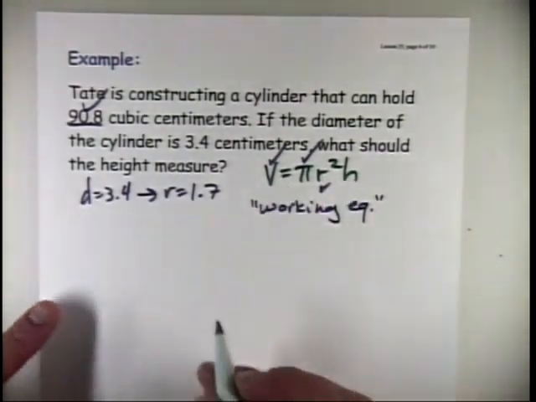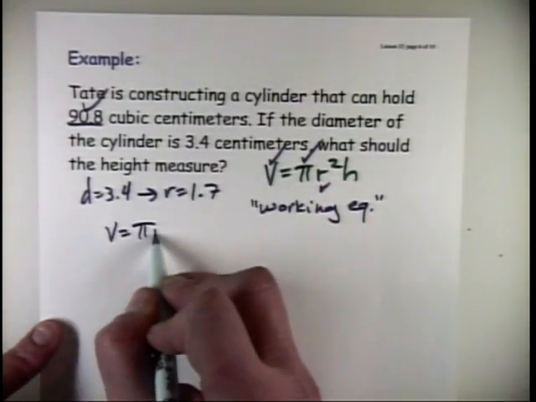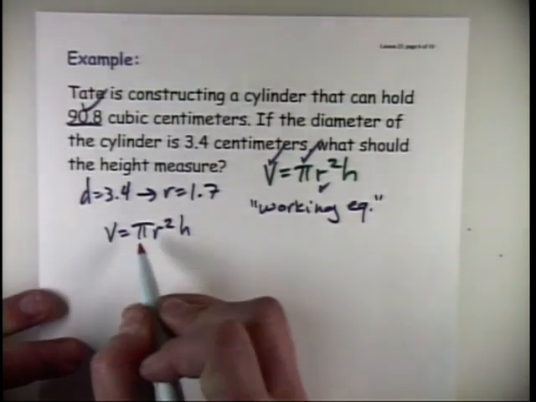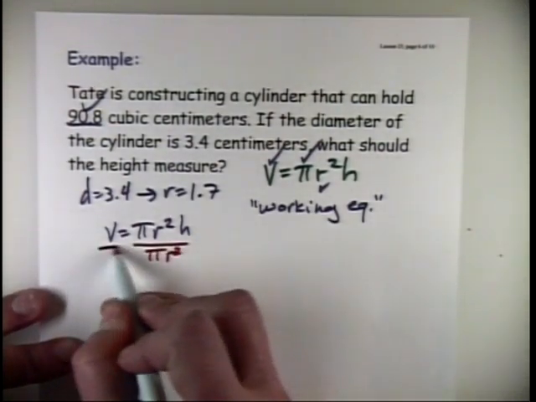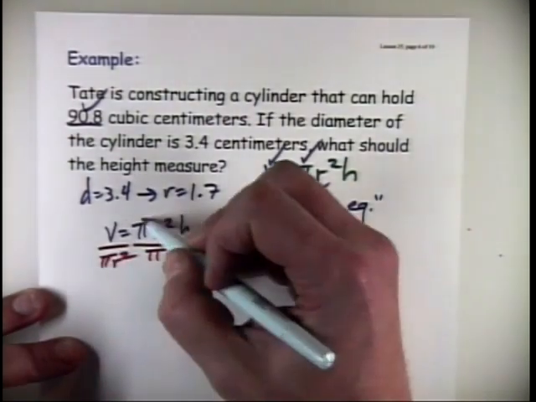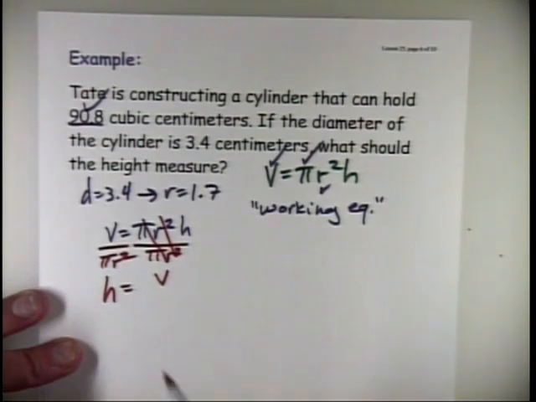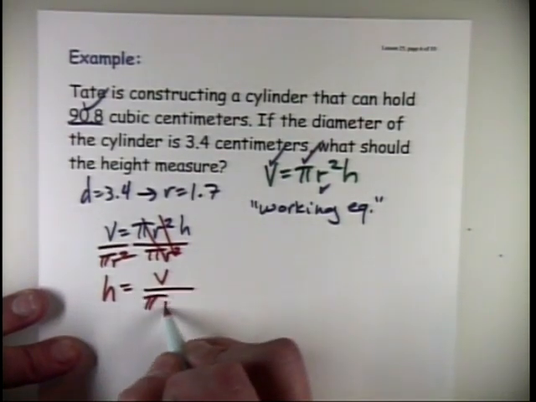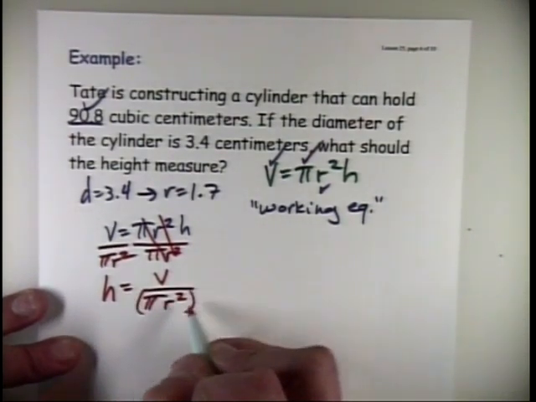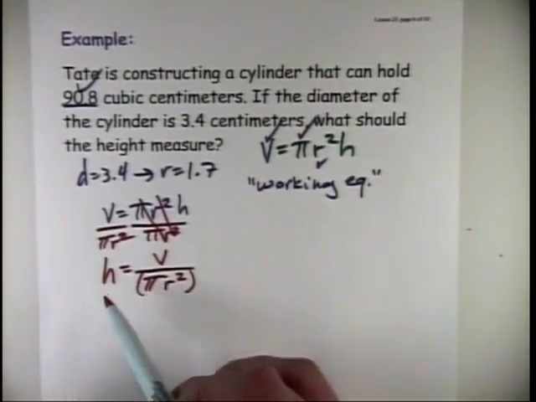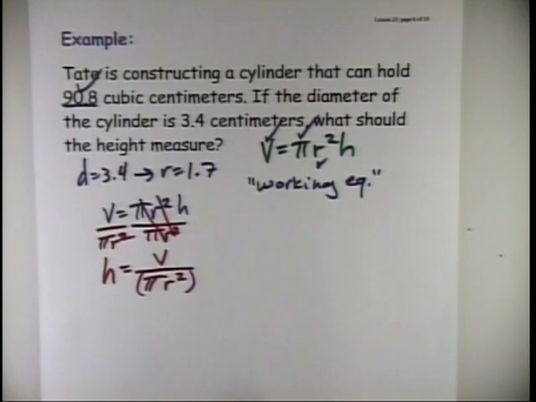I'm going to divide both sides by pi r squared. Watch what happens. I get pi r squared times h. And if I divide both sides by pi r squared, they'll divide out here, leaving just h equals the volume divided by pi r squared. Okay, so now I've taken that formula, that little equation, and I have isolated the variable that I want to solve for. And I know everything else on the right-hand side.